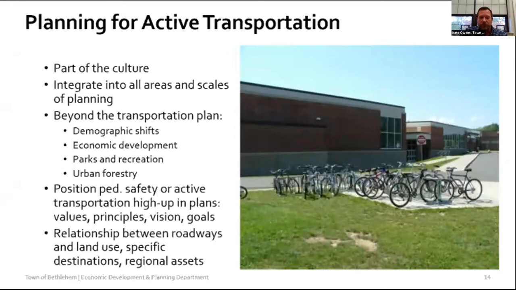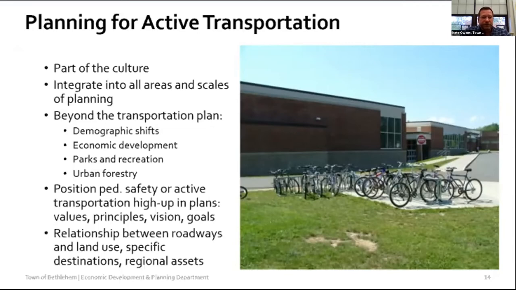But we integrate all pedestrian considerations into all areas and scales of planning. And I think if you're looking to create a better culture, start to talk about the value of pedestrian safety and infrastructure in your plans, in your project reviews. I think talking about it more and more really helps the topic gain traction. And we look beyond the transportation plan, really. Demographic shifts, such as aging in place, implicate sidewalks, crosswalks, pedestrian infrastructure. Economic development, having a walkable, fun district or destination in town, is going to spur economic development.